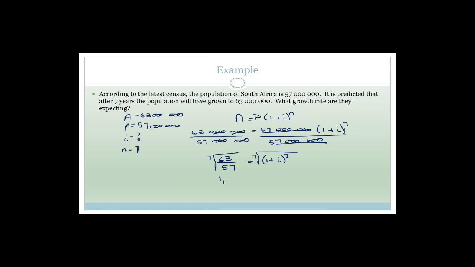1.014. So I'm going to write it all out. 1.014 equals 1 plus i. Therefore, i is going to be 1.014 minus 1, which is 0.014, is equal to i. And they want to know what is the actual growth rate. So what do we need to do? We have to put it in percentage. So we need to times that by 100. It's 0.014 multiplied by 100, which is going to be 1.4%. So that's not a huge growth rate, okay? Not too bad at all.